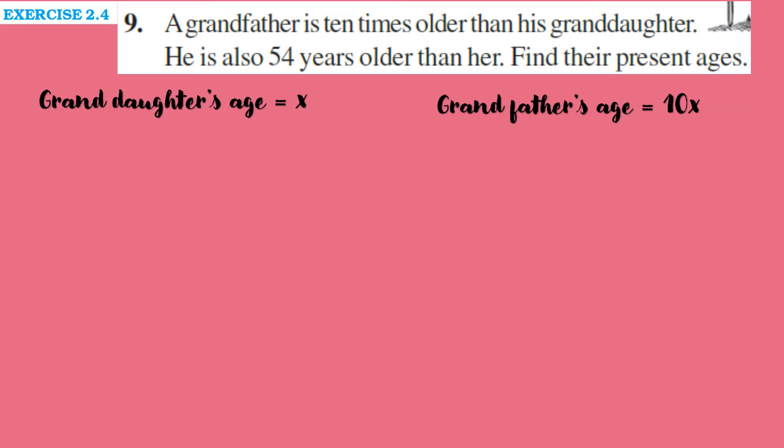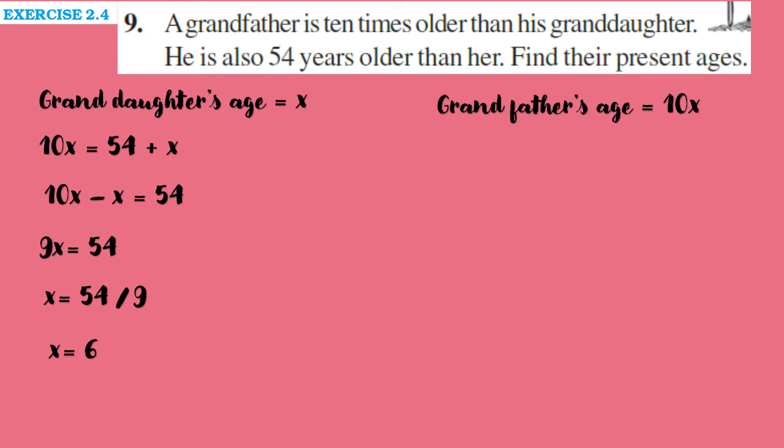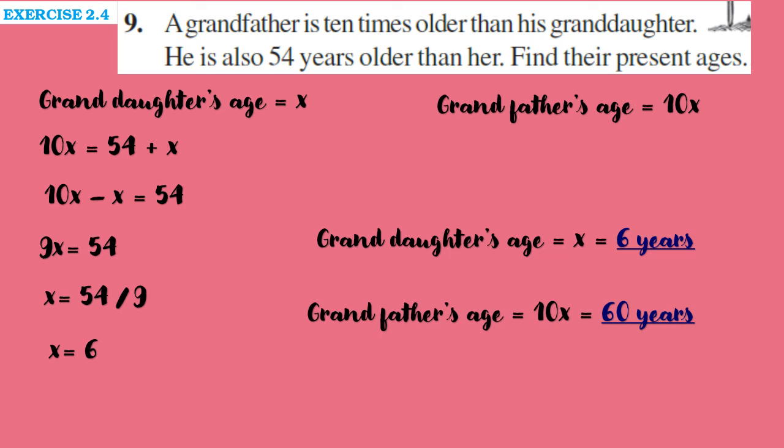So grandfather's age is 10x. That is equal to 54 plus granddaughter's age. That is 10x equal to 54 plus x. That is 10x minus x equal to 54. 9x equal to 54. x equal to 54 by 9, that is 6. That means granddaughter's age equal to 6 years, whereas grandfather's age is equal to 10x, which is equal to 10 into 6, 60 years. Now let us move to the last question of this exercise.